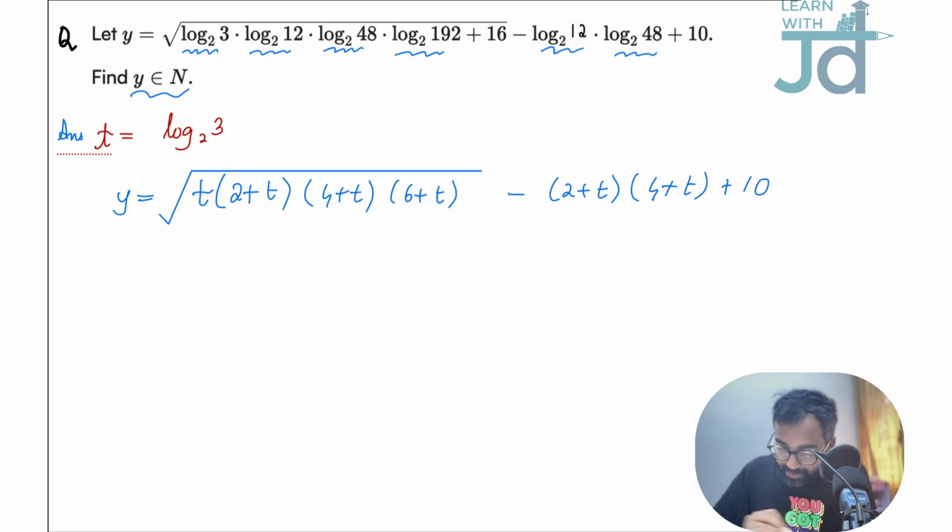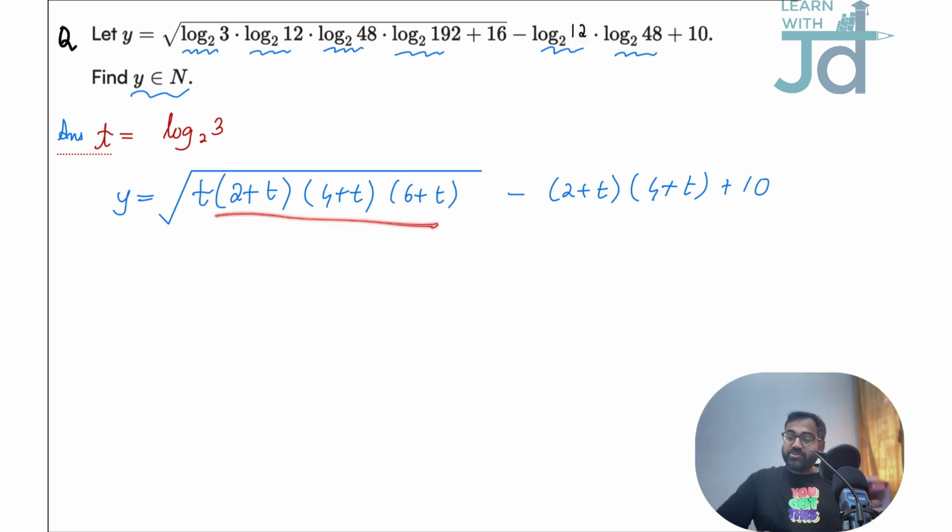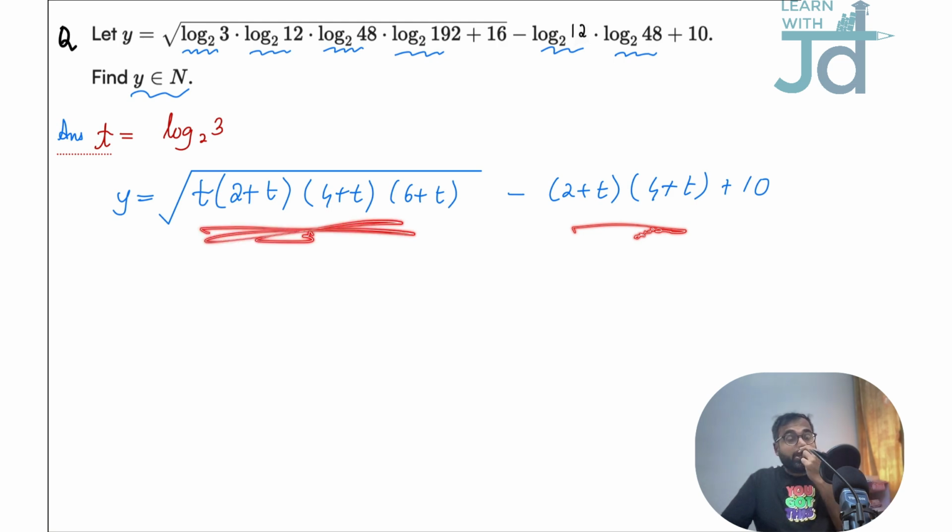और ये root का part नहीं है. Now see, this becomes a biquadratic equation, and this is a quadratic equation, and I want y as a natural number. समझ रहे हो? Y is a natural number. So this biquadratic equation का square root should become a quadratic and should cancel with this, so that you get a natural number. तो बेसिकली ये जो biquadratic equation है, it should be a perfect square.